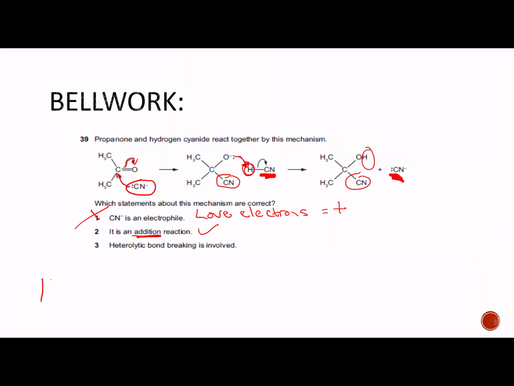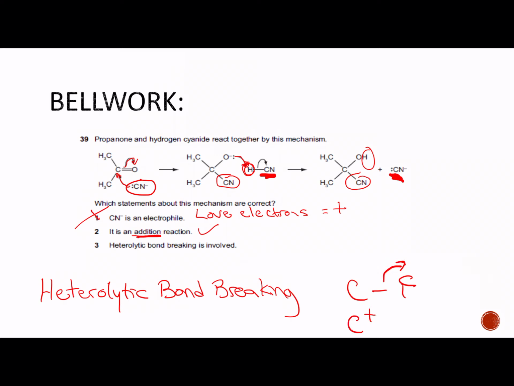So if you forgot what heterolytic bond breaking is, just to remind you, it is the general, regular breaking of bonds. So it would look like this. Both electrons go to one element and the other element is now deficient those electrons, so you would see a positive and a negative charge. This is happening here, so that is true. So the answer here is statements 2 and 3.